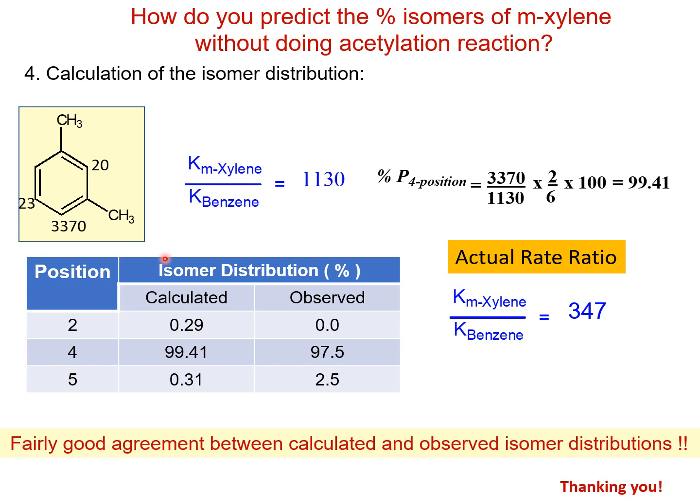I hope you are able to calculate the partial rate factor of aromatic substitution reaction of substituted benzene. In fact, one can propose the mechanism of reaction by knowing the partial rate factor. I'm sure this video will also be useful for prediction of theoretical rate constant and percent isomer as well. Thanking you.